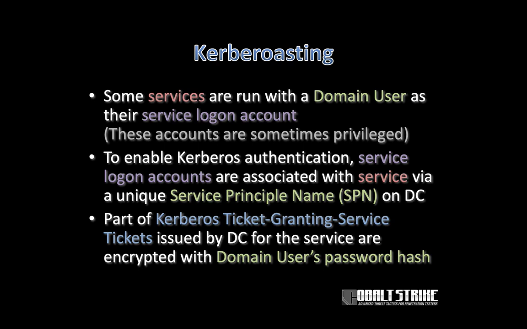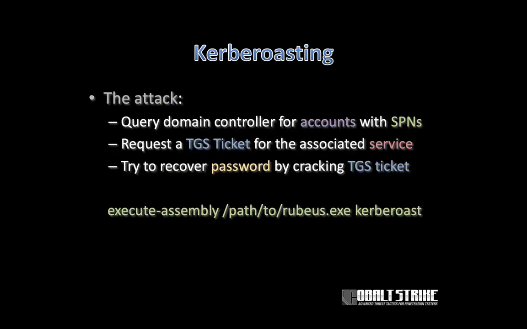Now, when I, an end user on a network, want to authenticate to a service on that same network using Kerberos, I go to the DC with my ticket granting ticket and I say, hey DC, can I get a ticket granting service ticket for that target service on that target system? And the DC will give me back this ticket. Now, what's really interesting is that parts of this ticket granting service ticket are encrypted with the domain user's password hash.